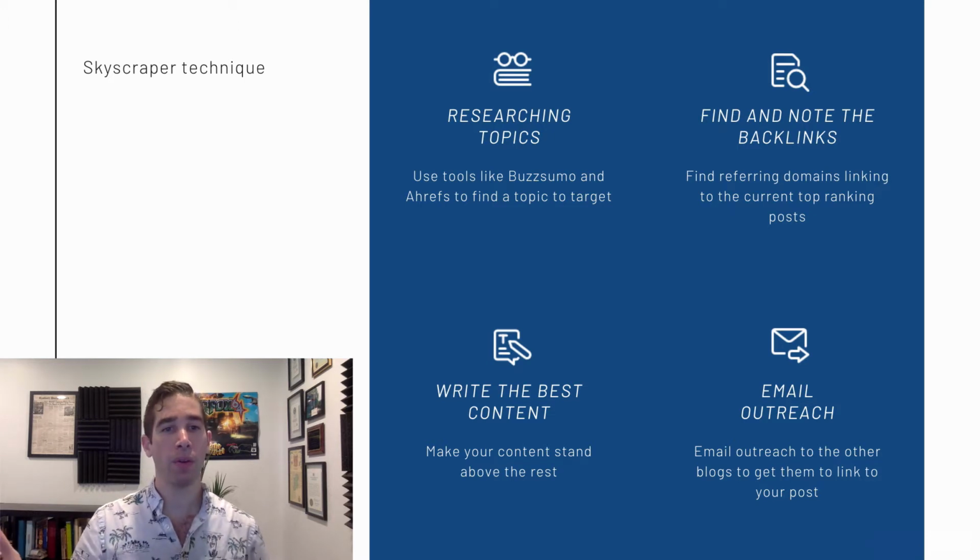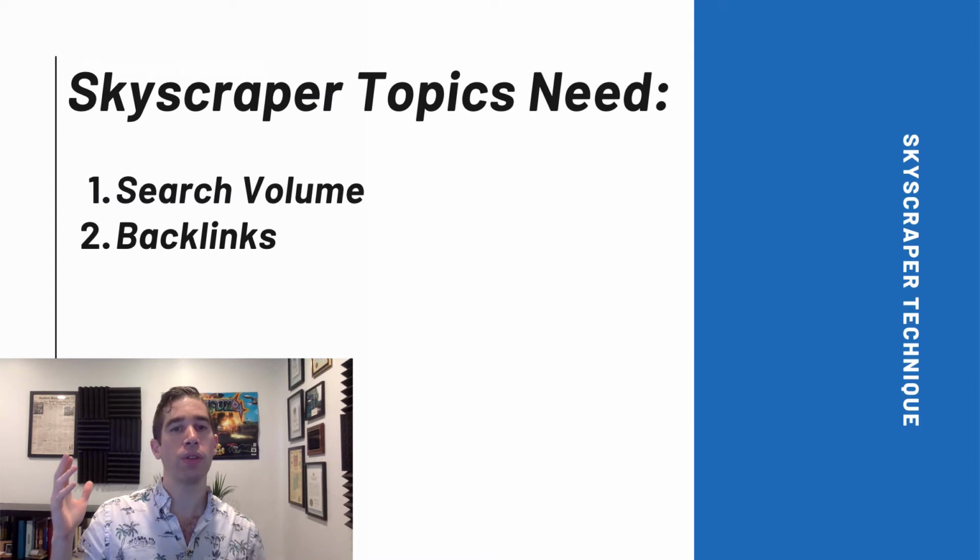Then after that, we're going to do outreach. You'll publish your blog post and do email outreach and follow up to try and persuade these other blogs to link to your post instead of the other post. Now, let's go through each of these steps one by one. First, let's talk about topic research.